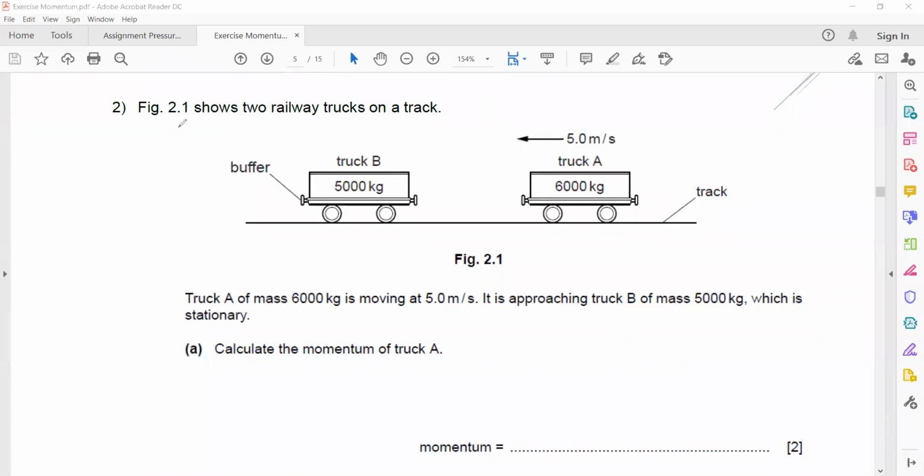So in question number 2, figure 2.1 shows two railway trucks. Truck A has a mass of 6000 kilogram and it is moving at 5 meter per second. It approaches truck B of mass 5000 kilogram, which was stationary. Calculate the momentum of truck A. The momentum is a product of mass and velocity. So the mass of the truck was 6000 multiplied by speed or velocity, which was 5. So 6,000 multiplied by 5 will be 30,000 Newton second or kilogram meter per second.